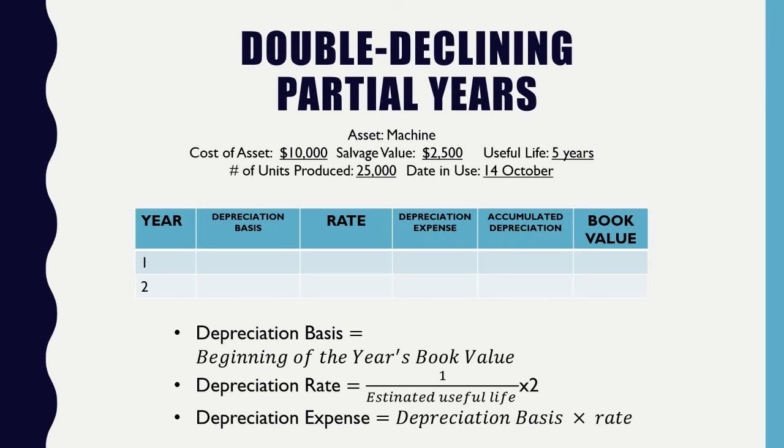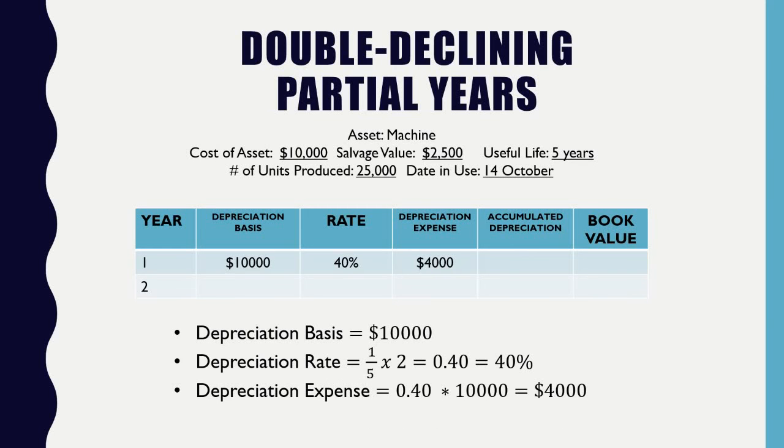Would that be 10% or 9% for the depreciation rate? Okay, so it's 1 over its estimated useful life, times 2. What's its estimated useful life? 5 years. So it will be 1/5 times 2. Yes, 1 over 5 times 2 is 0.4. And last but not least, what is 0.4 times 10,000? Is it 4,000? Okay, that's exactly correct.